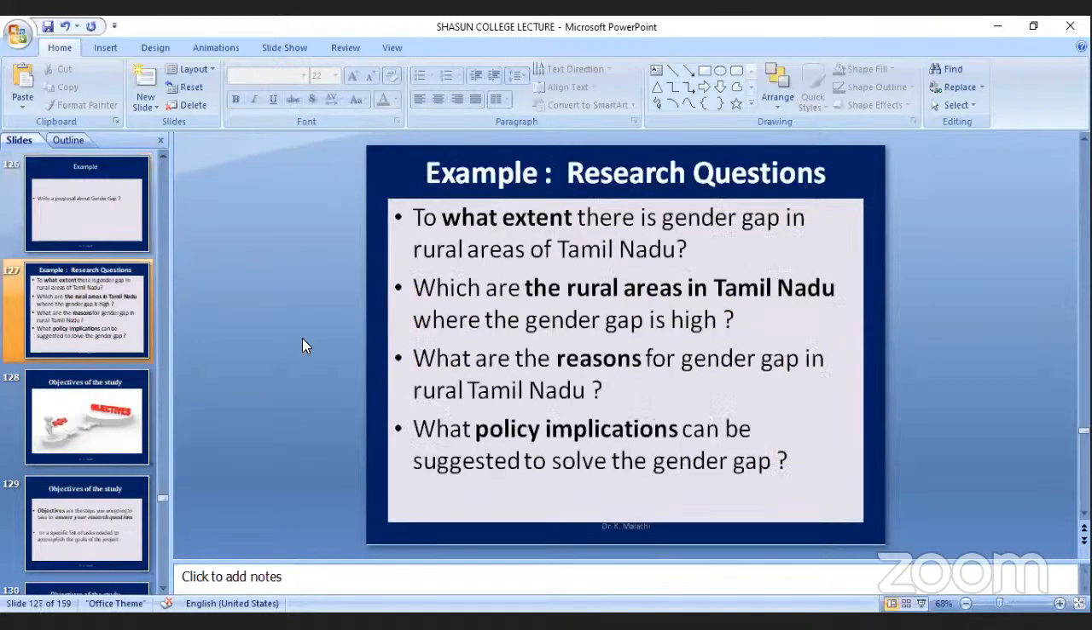Now, when I ask you the question, to what extent is there a gender gap in rural areas, you can write, because there is a question that is asked. Which are the rural areas in Tamil Nadu where the gender gap is high? What are the reasons for gender gap in rural Tamil Nadu? What policy implications? When the question is being asked, it is easy for you to give the answer. That is why we say research question is very, very important. Always ask a research question so that you can answer these questions. That is why we tell you to give a research question in your paper.